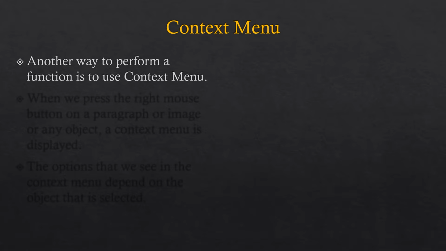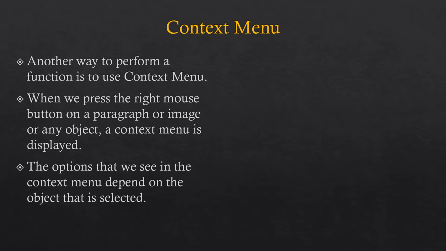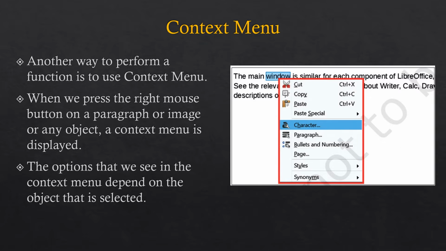There are many features that are available in the context menu. What is a context menu? Whenever you select a paragraph, word, or an object and you right click on it, the menu that is displayed is called the context menu. It will have options according to the object, means what you have selected. If you have selected a paragraph, there will be different options. If you have selected only a word, there will be different options. Here in this image we have selected a word, so we have these options in the context menu.